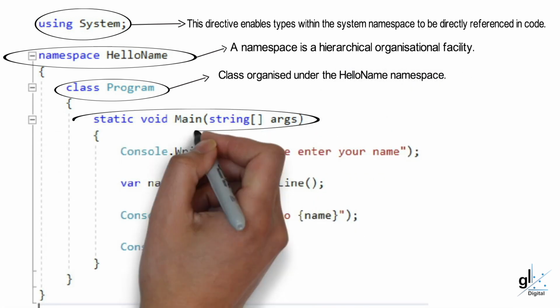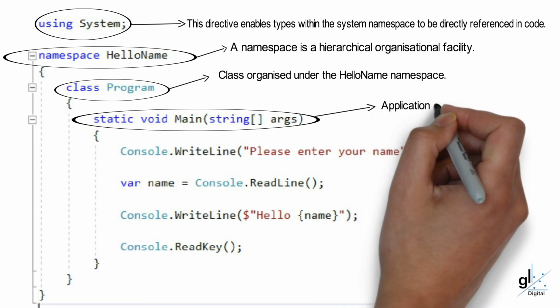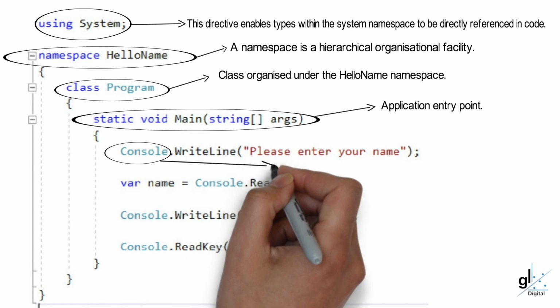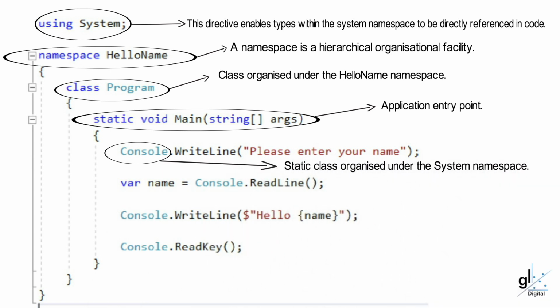Here we have our static main method, which we have discussed. It is our application's entry point. And here we have the console static class, which is a member of the system namespace. We are able to consume the console class method without preceding the class name with the system namespace because we have included the using system directive.